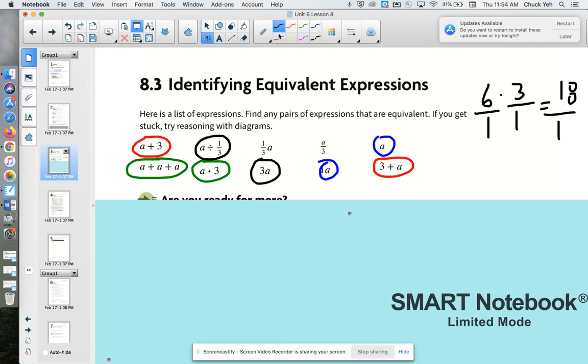And then, of course, the last ones are 1/3 a and this. So 1/3 times 6. 1/3 times 6. It would be like this. It'd be 6 over 3. And that would be 2, right? And then this would be 6 over 3, and then that would be 2 again. So that's why these two match. These two are the same.